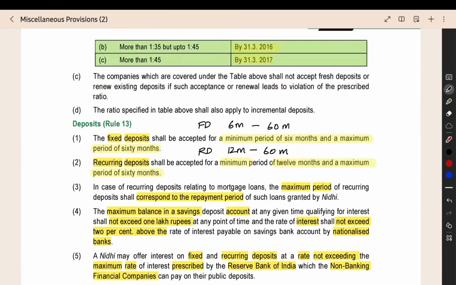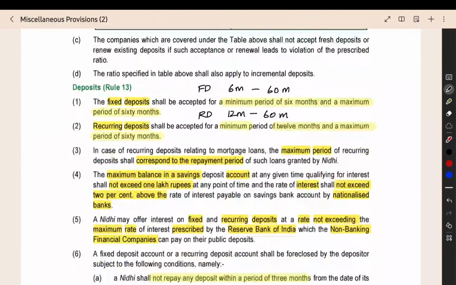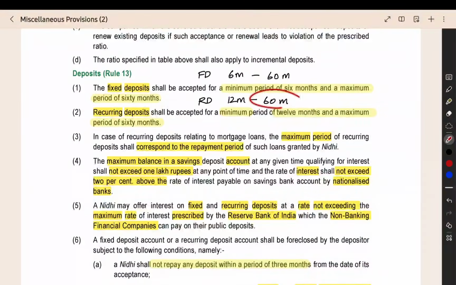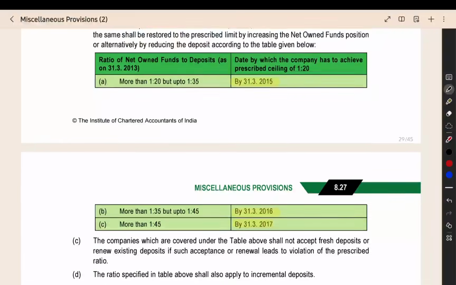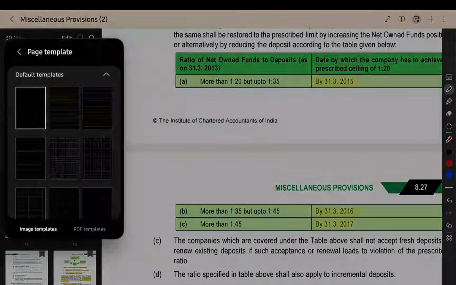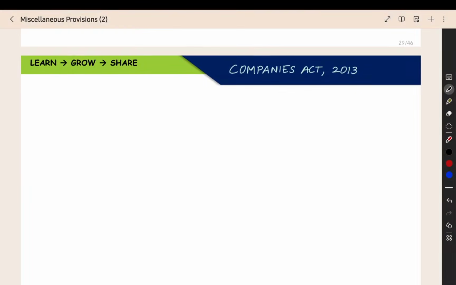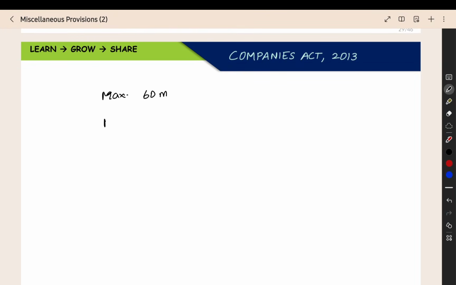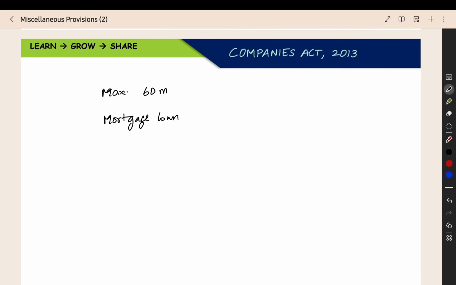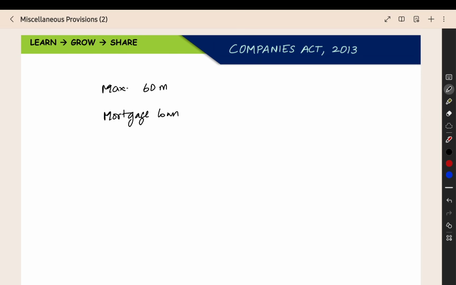So here, for a recurring deposit, the maximum time limit is 60 months. But we have one more provision where you are getting the mortgage loan, like you're pledging a house, you're mortgaging a house, and then you're getting the loan. For that, up to 7 years is allowed. 7 years, when you see 7 into 12, you will get 84 months.